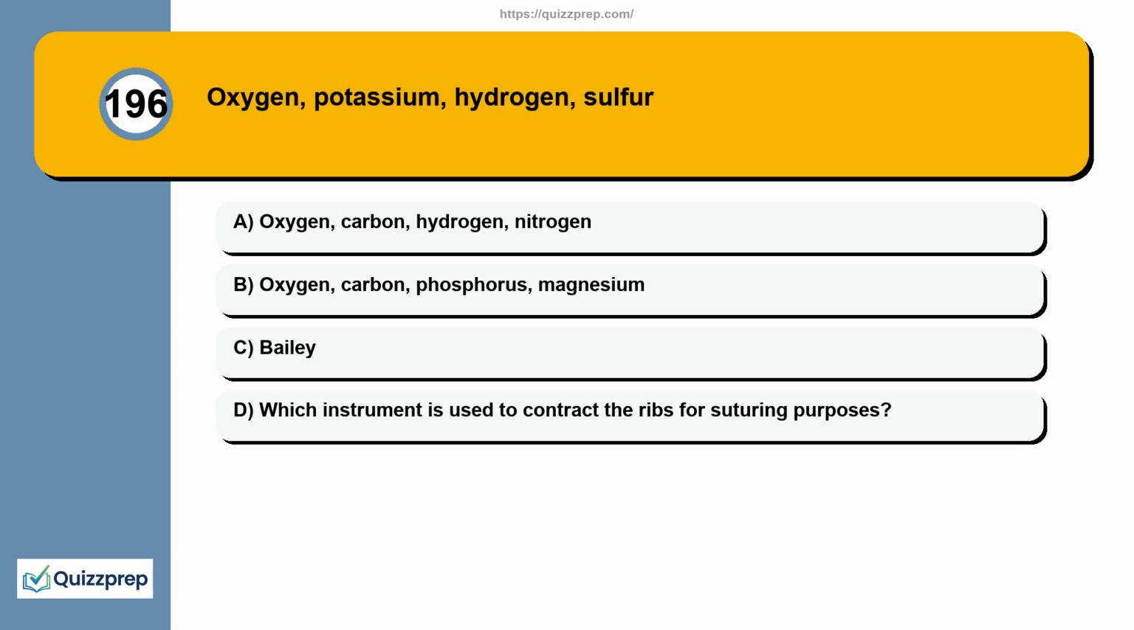Question 196. Oxygen, potassium, hydrogen, sulfur, option A. Oxygen, carbon, hydrogen, nitrogen, option B. Oxygen, carbon, phosphorus, magnesium, option C. Bailey, option D. Which instrument is used to contract the ribs for suturing purposes? The correct answer is option Nan.